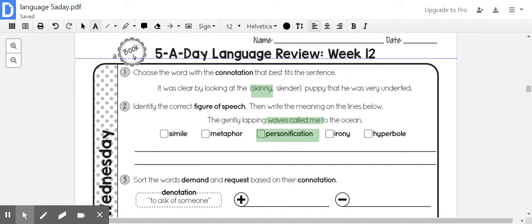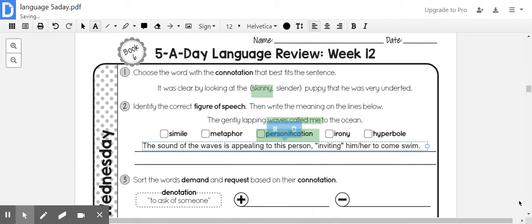The sound of the waves is appealing to this person, inviting him or her to go swim. That's the meaning of that figure of speech. So again, giving a non-human item human-like characteristics, which in this case is to call somebody.